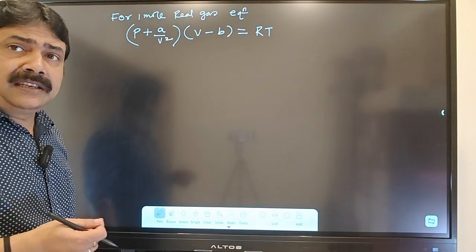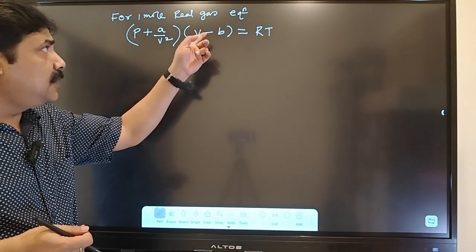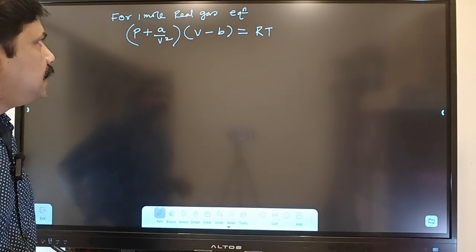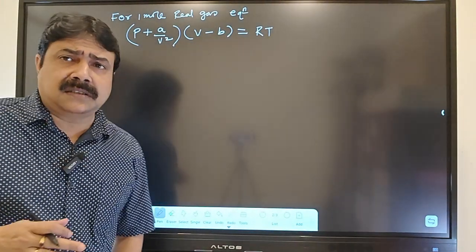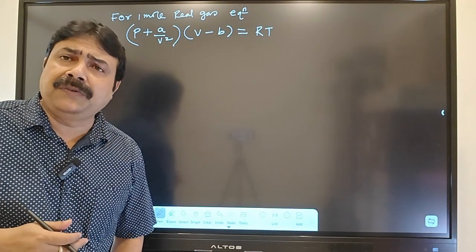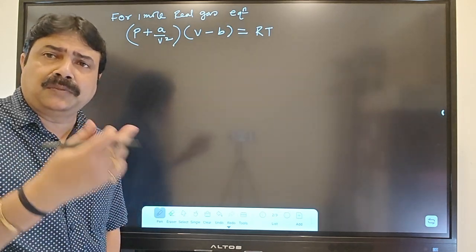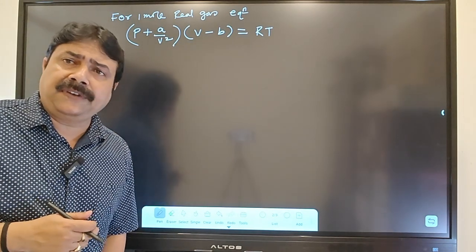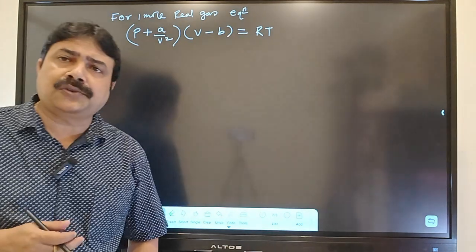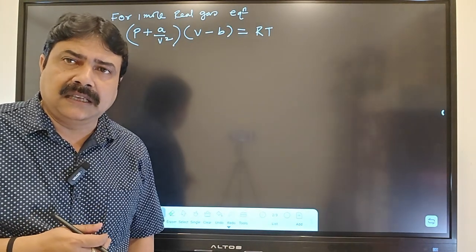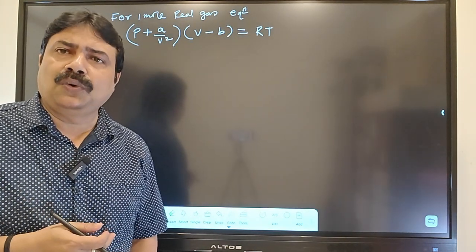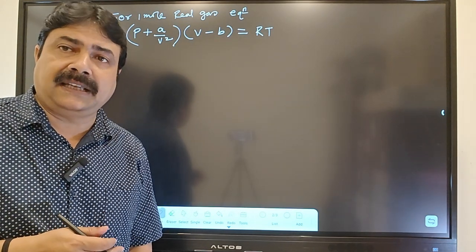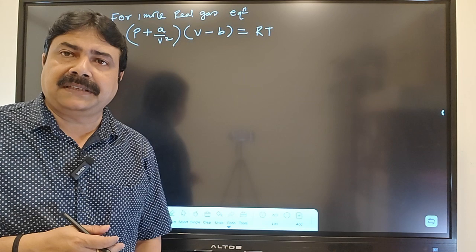For n moles, n²a/V², instead of b, nb, instead of RT, nRT. That is the idea. Now the ideal gas equation is PV = nRT for n moles of ideal gas, and at any pressure and temperature, if a gas follows PV = nRT, that is an ideal gas. But in reality there is no ideal gas. At a certain temperature and pressure they behave ideally, which is nothing but the Boyle temperature.